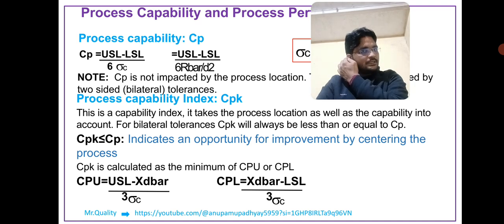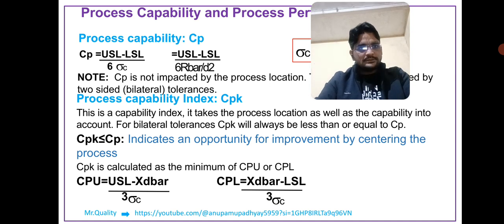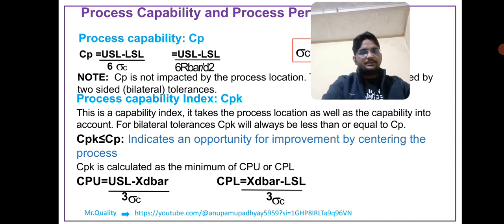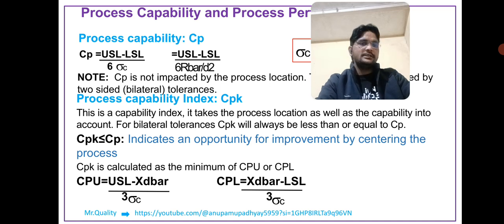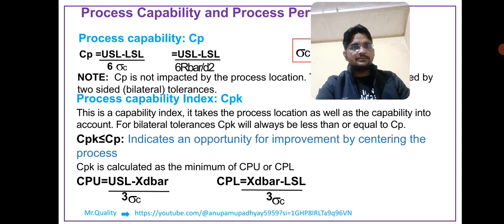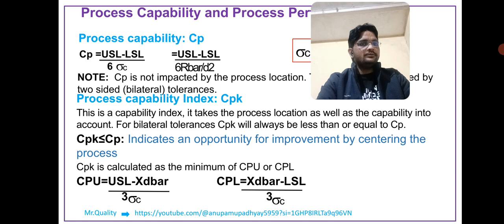Cpk is calculated as the minimum of CPU, the process capability index for upper, and CPL, the process capability index for lower. The CPU formula is USL, upper specification limit, minus x double bar divided by 3 standard deviations, that is the within-system, within-subgroup variation. CPL is x double bar minus LSL divided by 3 standard deviations. Whichever value is minimum, either CPU or CPL, is the value of Cpk.